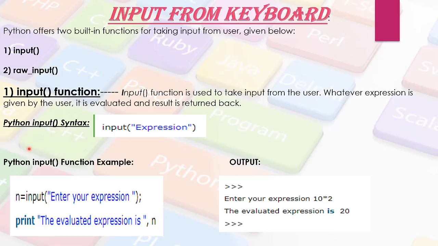We will see it with an example. N is equal to input, enter your expression. The evaluated expression is N. See, whatever you have inputted in this function, it is stored in N. So whenever you print N, that value will be printed. Like here, enter your expression. You have entered 10 into 2. So it will print first the evaluated expression, which is now the value of N. Since the value here is 10 into 2, 20, 20 is printed.